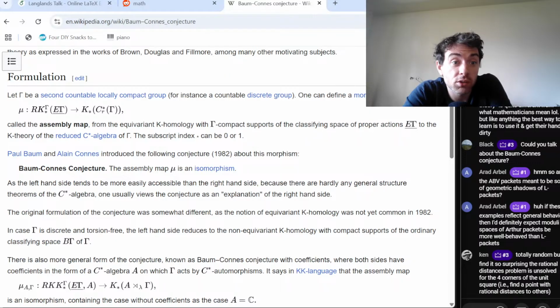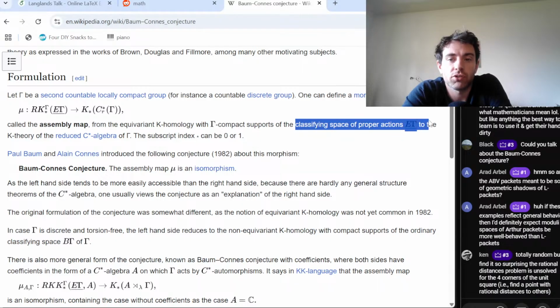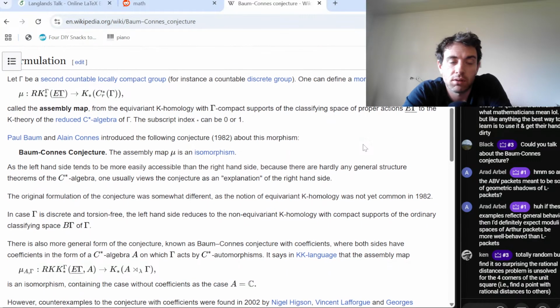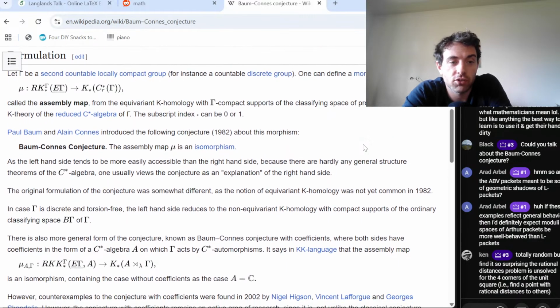oh my god, what the hell is going on there? Called the assembly map from equivariant K homology with gamma compact supports. I don't know what it means to be gamma compact. Compact modulo gamma, maybe something like that. Of the classifying space of proper actions. I still don't know what that is. Understanding the statement of this conjecture seems like I need to do a little more reading.